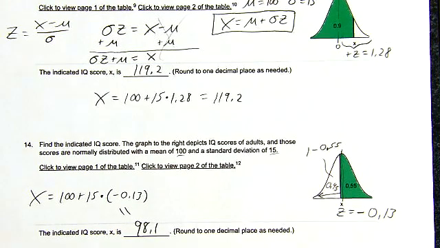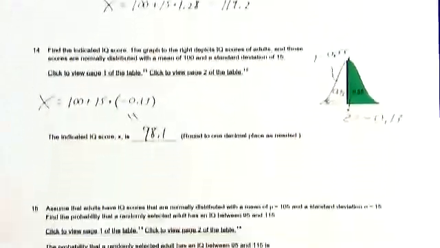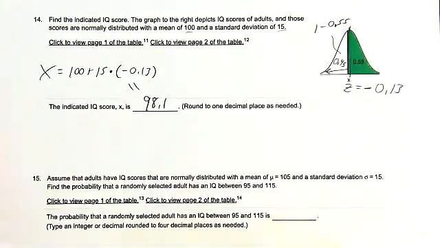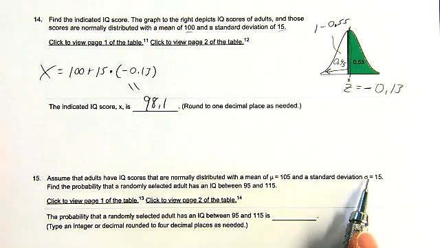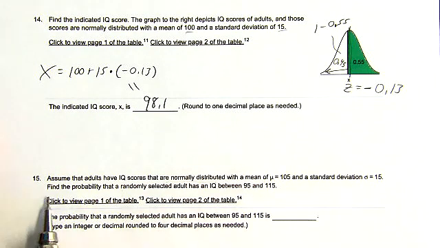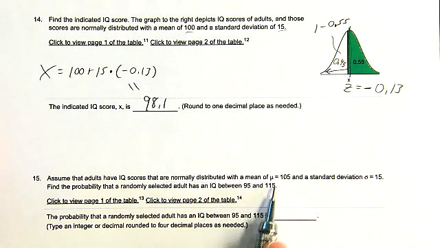Okay, 15. Assume that adults have IQ scores that are normally distributed with a mean mu of 105 and a standard deviation sigma of 15. Find the probability that a randomly selected adult has an IQ between 95 and 115.